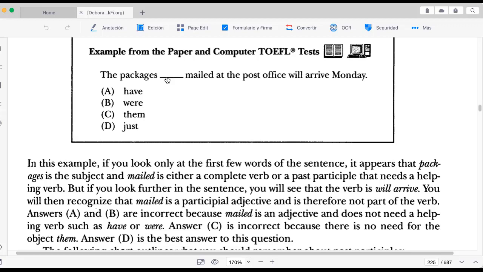So now we understood that this is the main verb. It is not a verb. It will be a big fail if we put the packages were mailed. No, it's not about a verb. It's about an adjective. Just mailed. I guess it is easy, but what do you think? Do you understand this explanation? Yes?